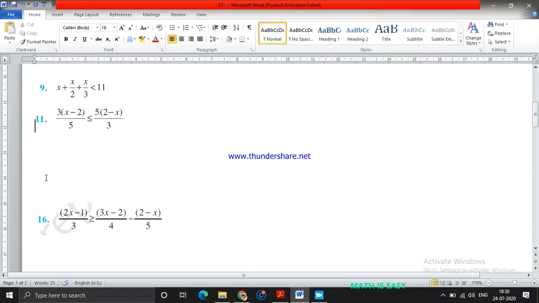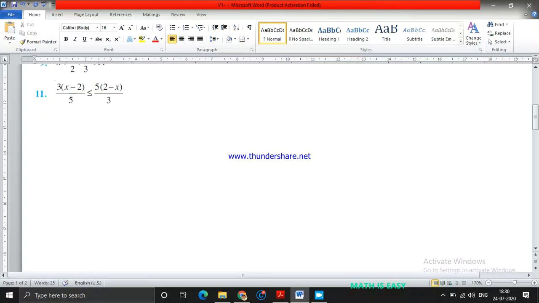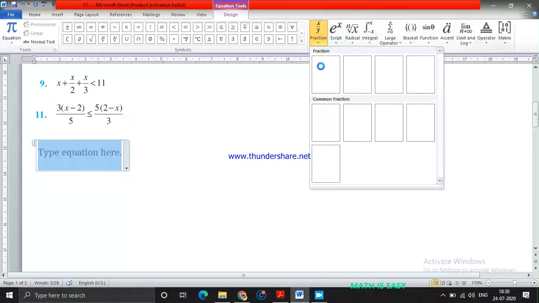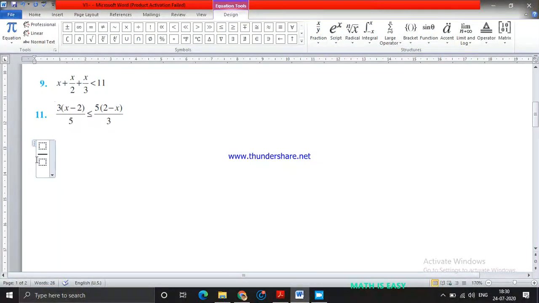Question number 9 and 11 of the exercise. So in question number 9, what do we get? Let me insert the equation. First of all, let me take the LCM on the LHS. The LCM is going to be 6.